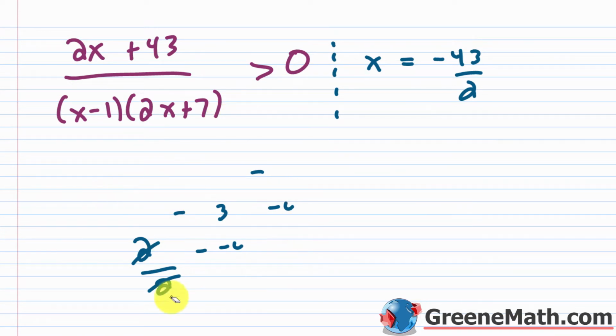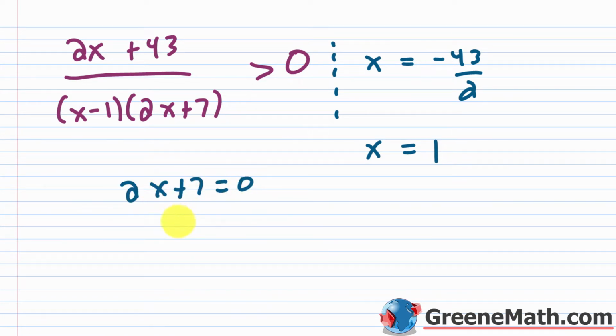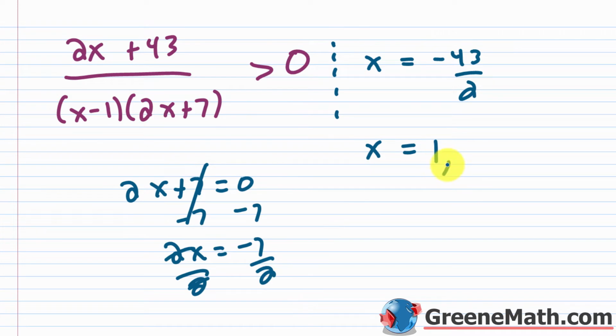Okay, for the denominator, we need to say x minus 1, this factor here, set that equal to 0. We would solve that and say that basically x is equal to 1, right? Just add 1 to both sides. Then the other one would be 2x plus 7 is equal to 0. Subtract 7 away from each side, cancel this. We get 2x is equal to negative 7. Divide both sides of the equation by 2, cancel this. So then also we get this negative 7 halves.